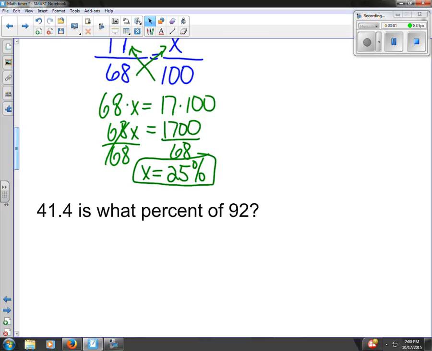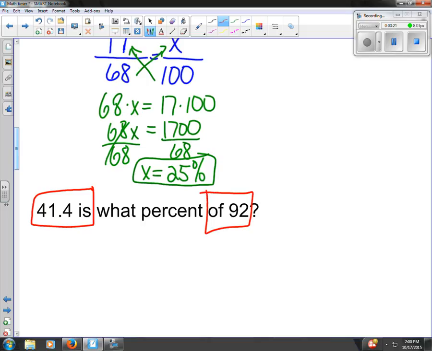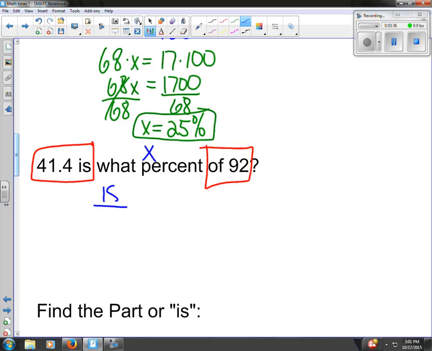Let me just do it again. Here's another one. You got to get used to figuring out and finding out which part goes where. So it says 41.4 is, that gets boxed, what percent of 92? Of is your whole. It's out of all of the 92 children, 92 socks, 92 whatever. What is the percent? So we are looking for the percent again. So we set it up. Is over of equals percent over 100. Yes, you write that every single time.